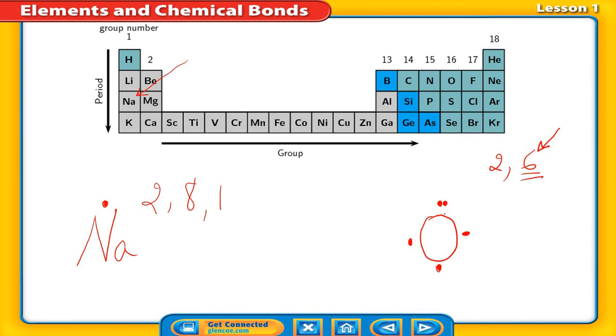Pairs. Let's count them: 1, 2, 3, 4, 5, 6. So those are the electrons found on the last energy level of an oxygen atom. 6 valence electrons.